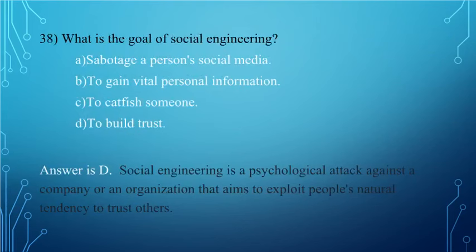38. What is the goal of social engineering? A. Sabotage a person's social media. B. To gain vital personal information. C. To catfish someone. D. To build trust. Answer is D. Social engineering is a psychological attack against a company or an organization that aims to exploit people's natural tendency to trust others.